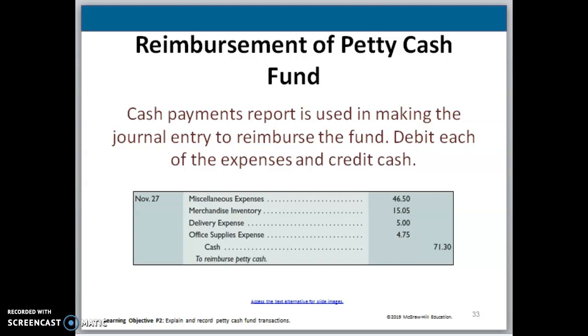We're again going to go to the bank. We're going to cash it. We're going to put that cash back into our box. So now we start the next month with $75 in our box again.